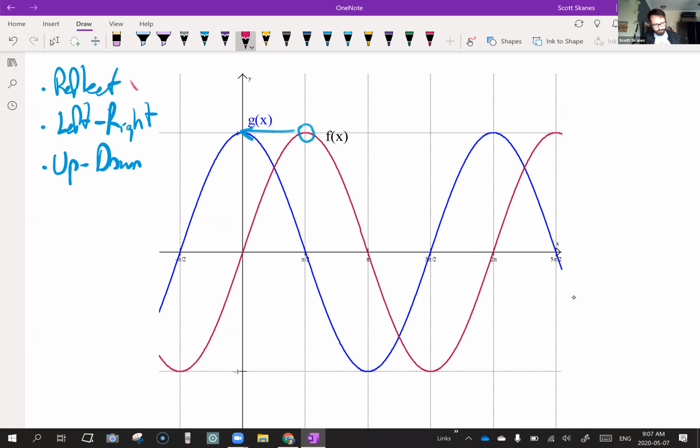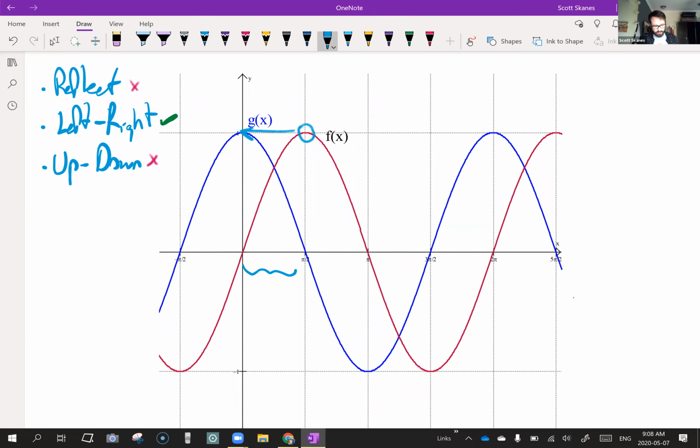So it hasn't been reflected, or at least we don't need to think of it like that. It's moved left and right. It hasn't moved up and down. So we just need a single way to describe this. How has it moved? Well, just look at the distance that it's moved. It's been moved to the left.